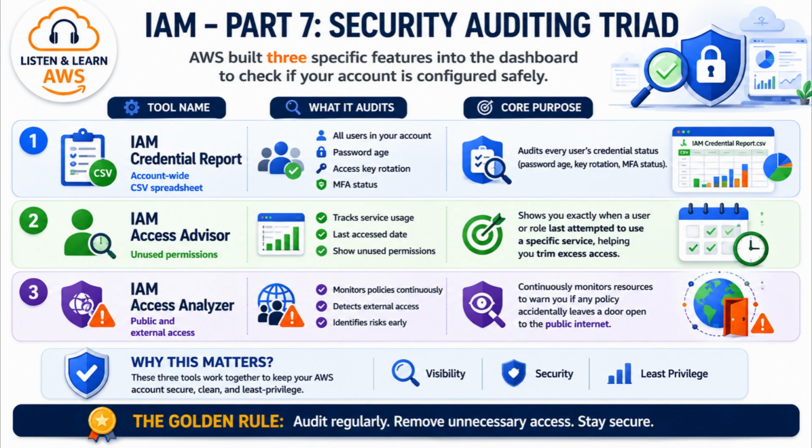Third is AWS Access Analyzer. This tool automatically scans your resource policies to flag any files or queues accidentally exposed to the public internet or external accounts. Together, these 3 tools ensure your identities stay tightly locked down.